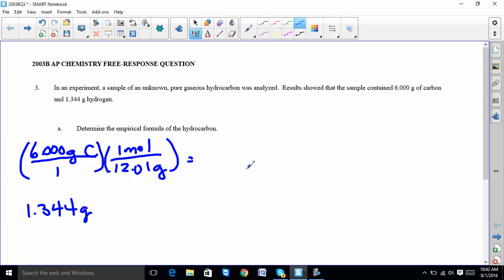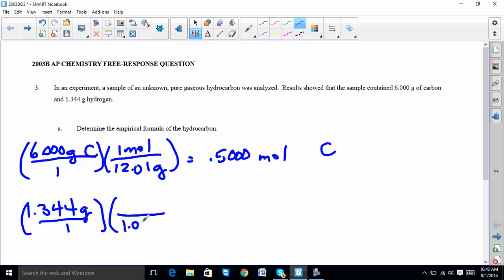And so this has 4 sig figs, and this has 4 sig figs, and you get something like 0.49995 or something, but to 3 sig figs, this is exactly half a mole of carbon. And you can kind of see that 6 is half of 12. And then, again, if it bugs you, you can put a 1 here.